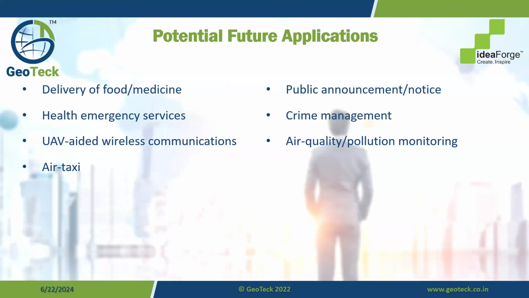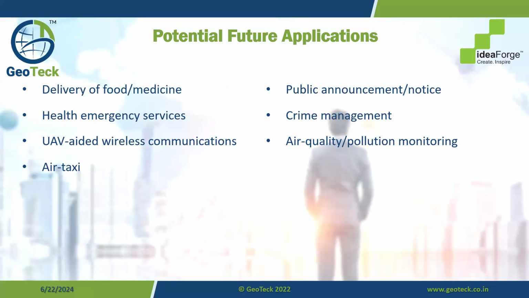Then UAV-aided wireless communication. In some of the areas, because of the high-rise buildings, signal blockage issues are faced by the urbanites in many cases, and many important events are even hampered by these communication issues. So for this type of cases, UAV-based wireless communication systems can be deployed. Then air taxi is another thing that is being experimented.